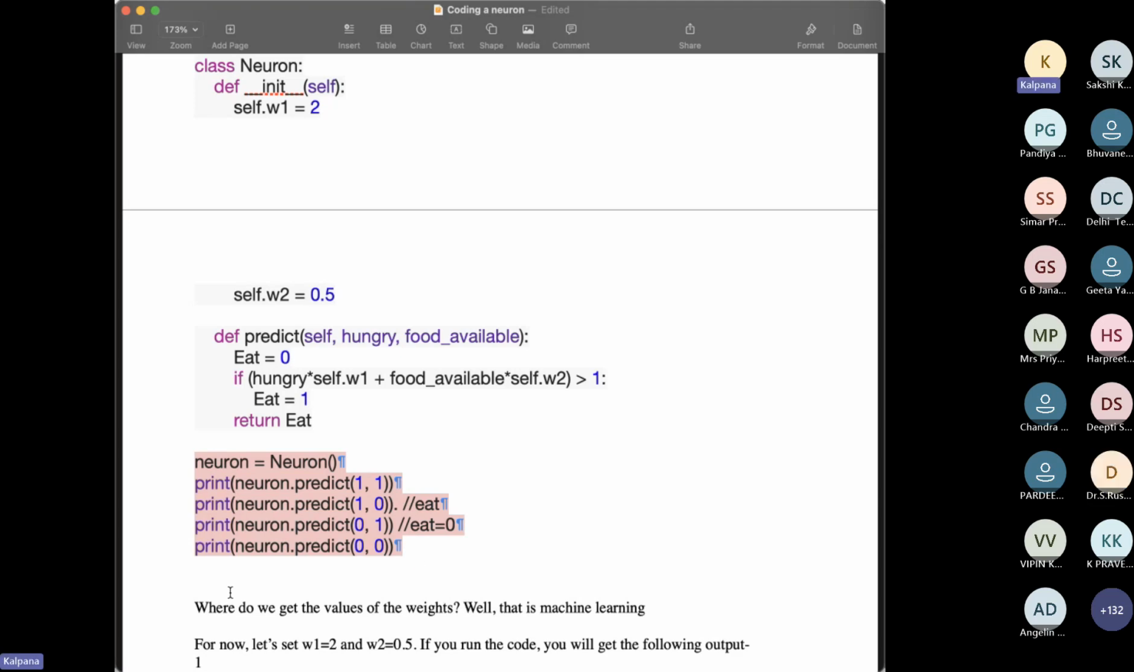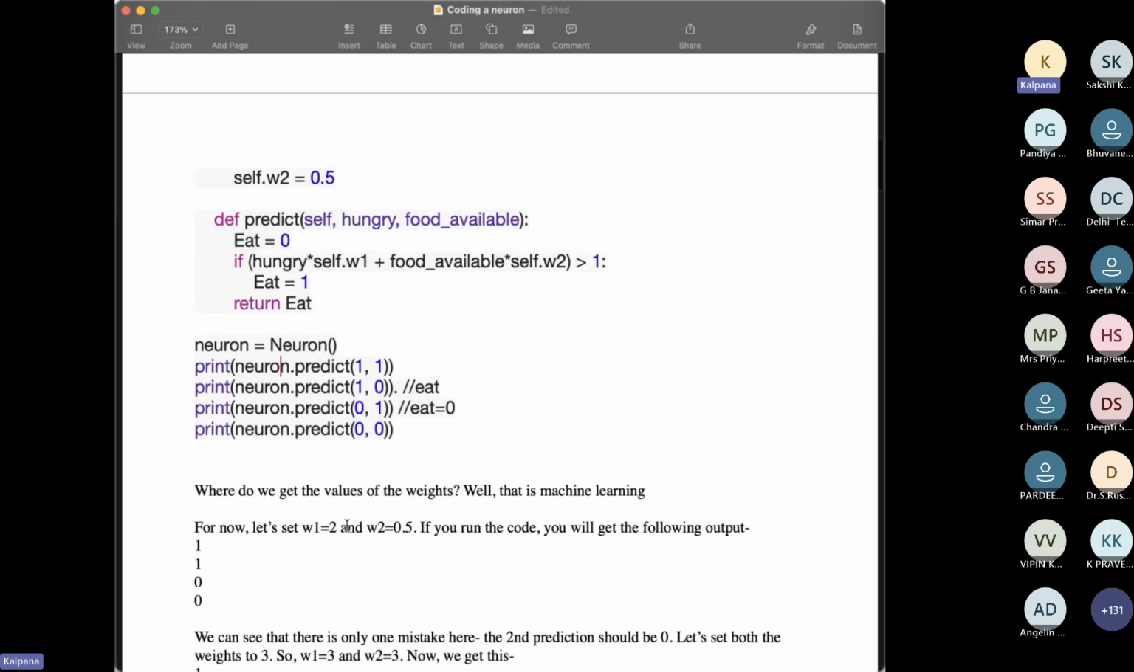Yes, ma'am. And where do we get the values of weight from? Obviously, that is what machine learning is all about. So initially, I told you, what is machine learning? It is just the training of weight. Somebody may tell me these are the weights for each of the features and my work is done. Okay. So now let's make changes.